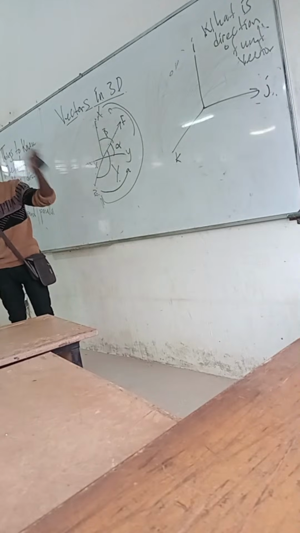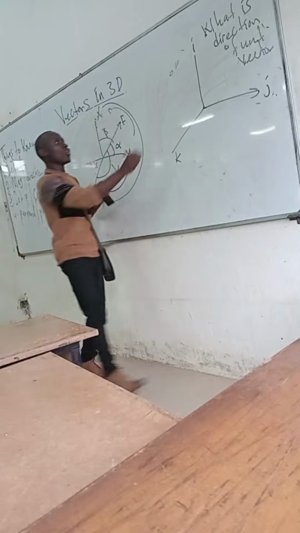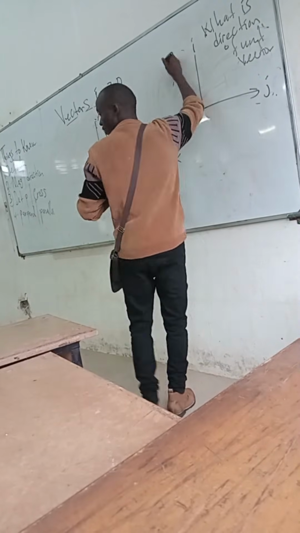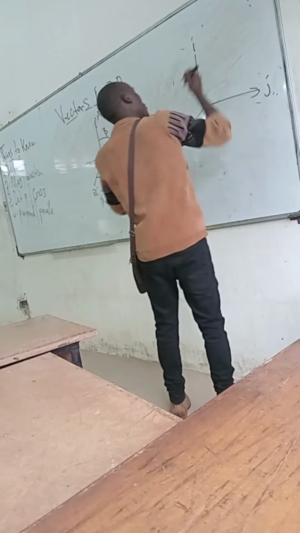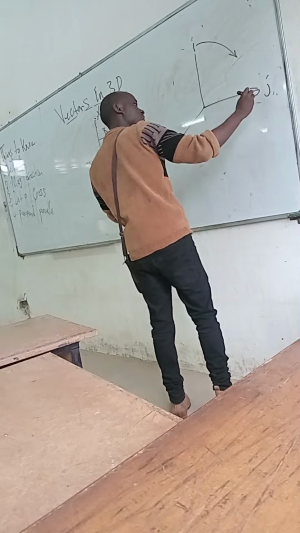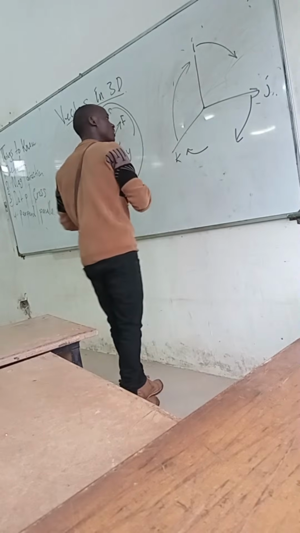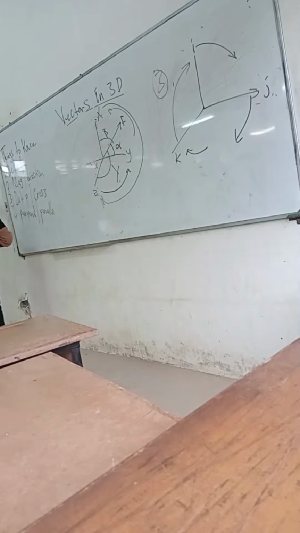Now, show the direction of the unit vector. How are you going to show? We move from here to where? So move from I going to J. From J we go to K. From K we go back to I. That means 3 marks. Simple 3 marks. Just doing that you get 3 marks.